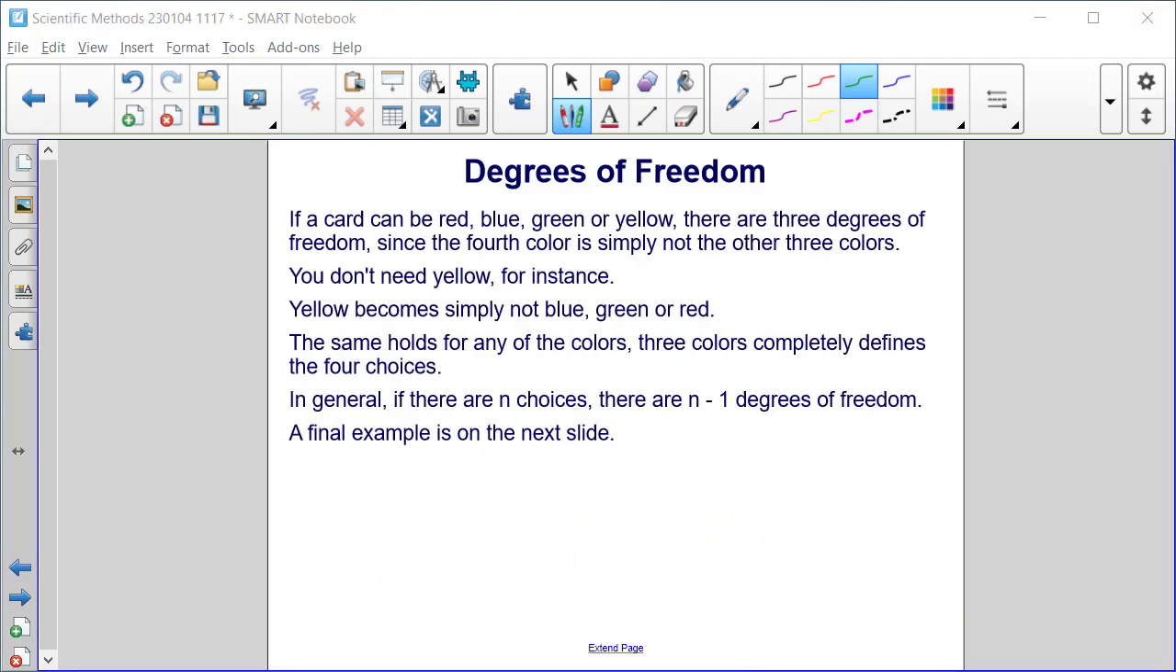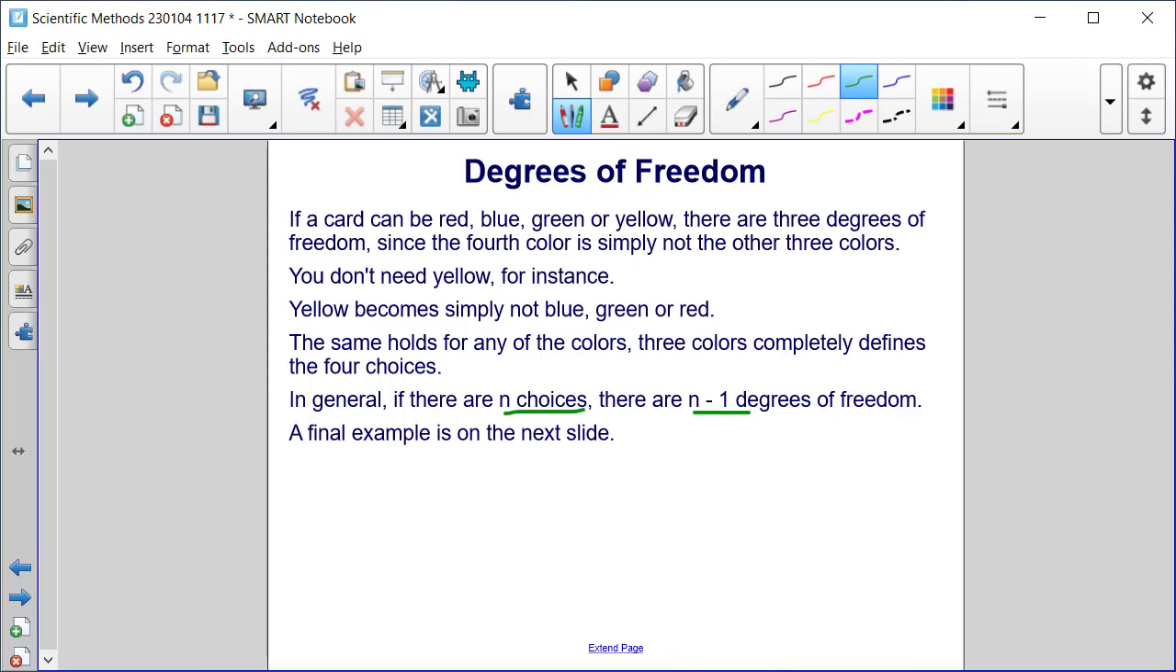If a card can be red, blue, green, or yellow, there are 3 degrees of freedom, since the 4th color is simply not the other 3 colors. You don't need yellow, for instance. Yellow simply becomes not blue, green, or red. The same holds for any of the colors. 3 colors completely defines the 4 choices. In general, if there are n choices, there are n minus 1 degrees of freedom.